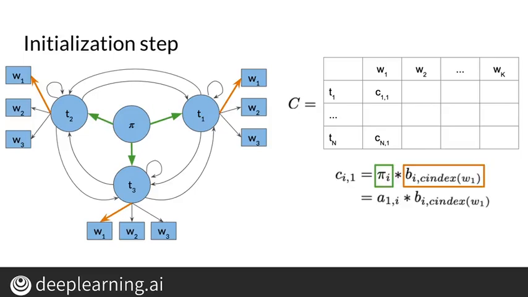So the first column entries, C_i,1, are the product of the transition probabilities of the initial state and the respective emission probabilities. As your initial probabilities are contained in the first row of the transition matrix A, this is the same as A_1,i times the corresponding emission probability B. The C-index function simply returns the column index in the matrix B for the given word, here W1.